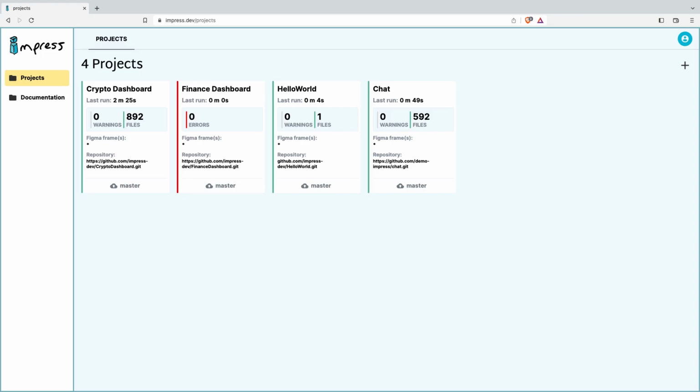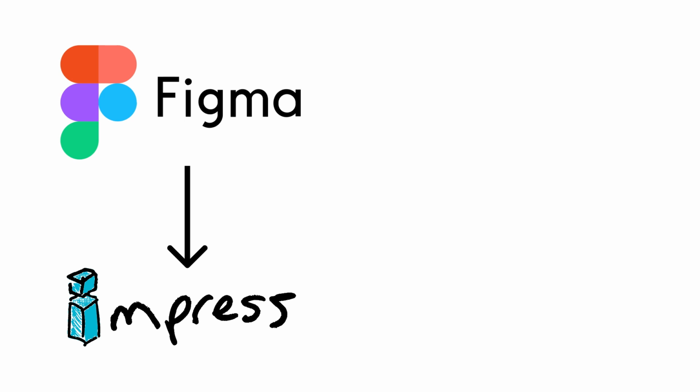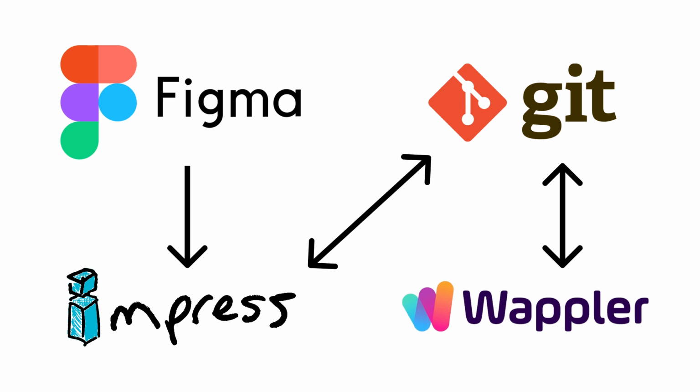Impress is a brand new no-code platform that transforms Figma designs into no-code applications. It does this by talking directly to Figma and using an online Git repository as an intermediate between it and other no-code platforms, with Wappler being the first one that is supported.